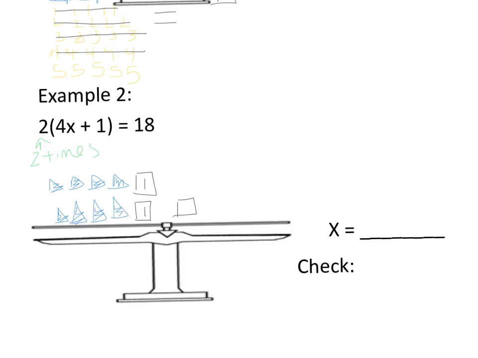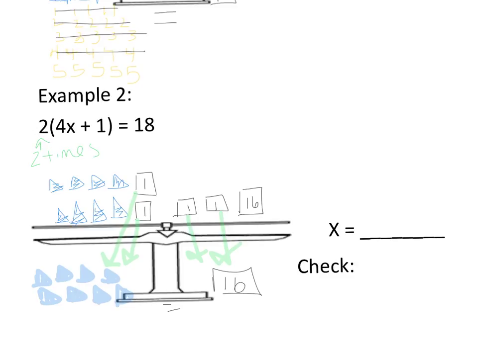Now, when I go to build 18, I know I want to start with what I have on the other side, which is 1 plus 1, and then I have 16 more. Now, our goal is to get all those blue guys by themselves. Remember, they don't want to play with anybody else. So we're going to take away a 1 from each side, and then I want to do it again, because I can actually take away 2 1s from both sides. And what are we left with? Well, we have 8 triangles, and we know it's got to equal 16.